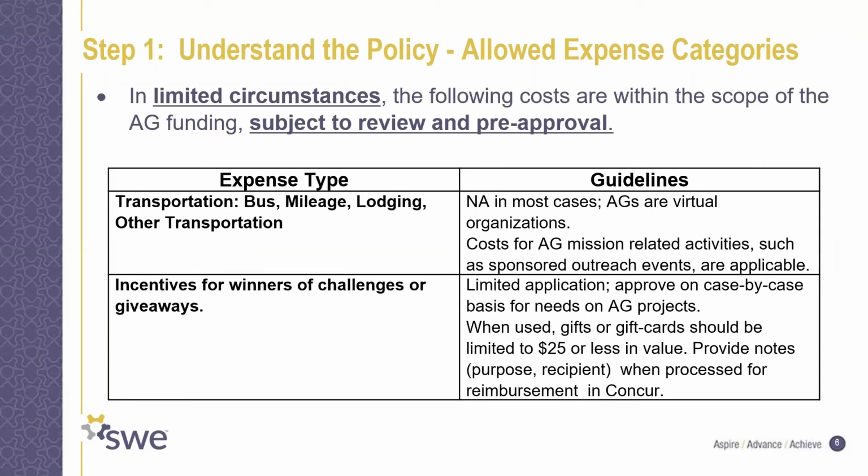Because AGs are primarily virtual groups or meet at society conferences, transportation and facility costs are generally non-applicable. But for AG-sponsored mission-related events, such as outreach events, transportation and facility costs are allowed.